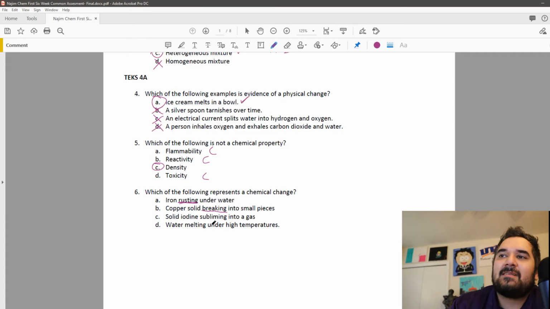Solid iodine subliming. So a lot of people will pick C for number 6. C would be incorrect. So when something sublimes, that's a physical change. Just look back in your journal, look at the phase changes, the 6 phase changes, and sublimation is a type of phase change, and all phase changes are physical. Water melting under high temperatures. So melting, that's another phase change. So all 3 of these are physical. This is the only chemical we have here.